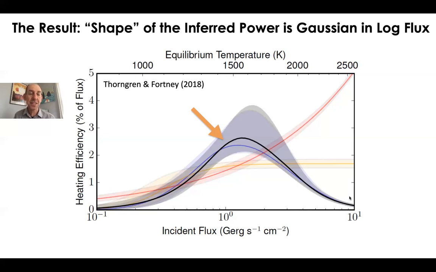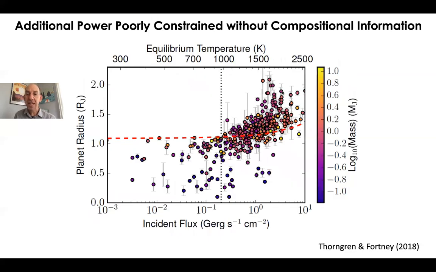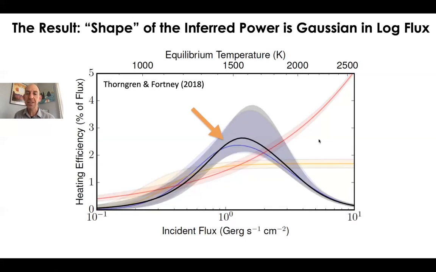And you can kind of see this from the population, in that as you go to the hottest of the hot Jupiters, what you're not seeing is a population of ultra inflated planets. They just don't exist. The most inflated hot Jupiters tend to be those at around 1600 degrees. And as you go to even hotter planets, the population tends to go to smaller radii. And that's where we get this downturn in the efficiency of converting stellar energy into anomalous power in the deep atmosphere.